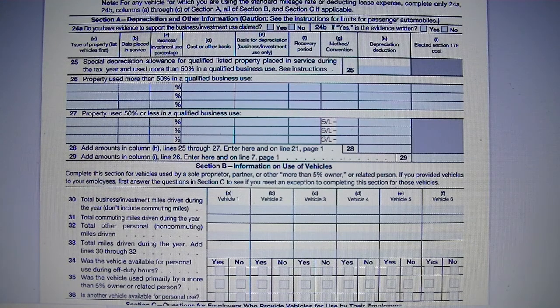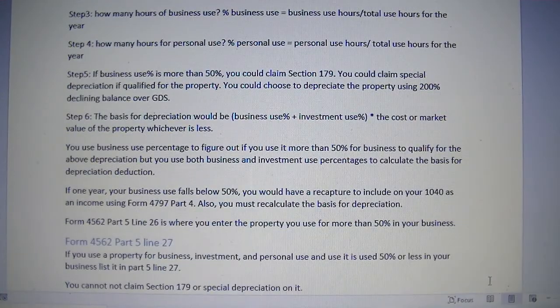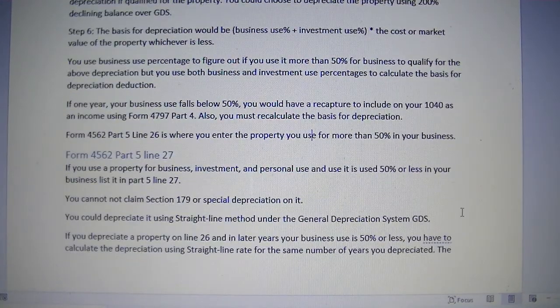So that's how you'll complete line 25 and line 26. Form 4562, Depreciation and Amortization, Part 5, line 27 is for property that you use in your business 50% or less. So you cannot claim section 179. You cannot claim special depreciation on those assets that you use 50% or less in your business. You will depreciate it using straight line method under the general depreciation system, GDS.